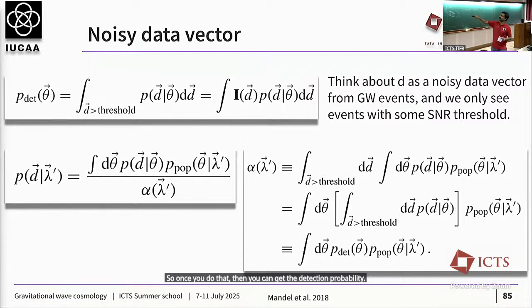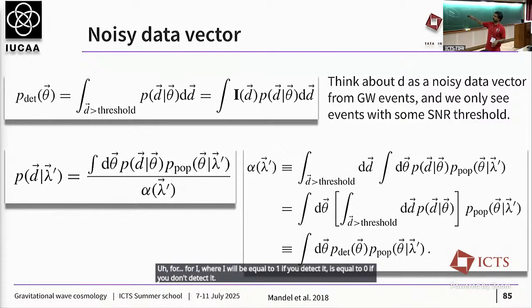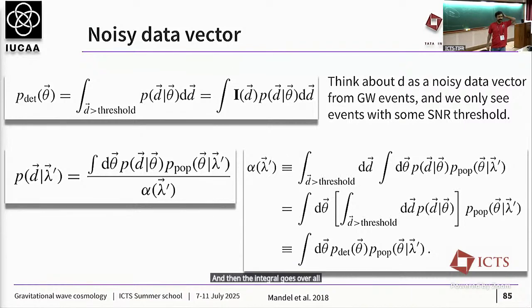The integral that is done only over the threshold, you can write with a detection probability for i, where i will be equal to 1 if you detect it and equal to 0 if you don't detect it. And then the integral goes over all possible data realizations. So this is the detection probability itself.